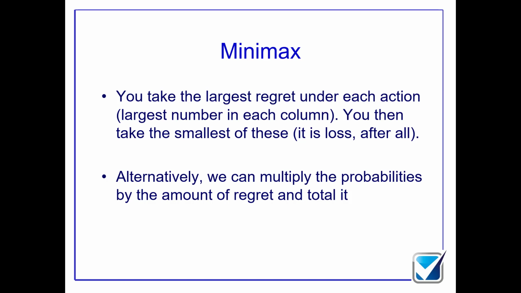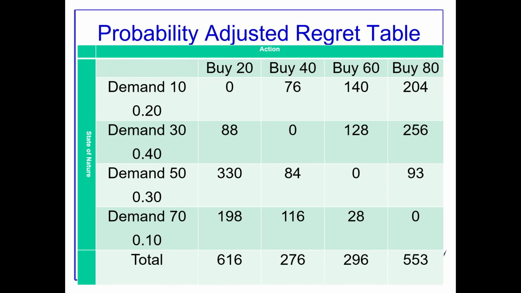Or what I can do is adjust it by the probabilities. And what I've done is I've adjusted this by the percentage chances. So I've taken my regret table and multiplied it through by 20%, by 40%, by 30%, and then by 10%. And this now gives me a probability adjusted regret table. That's easy for you to say, Ed. So a probability adjusted regret table.